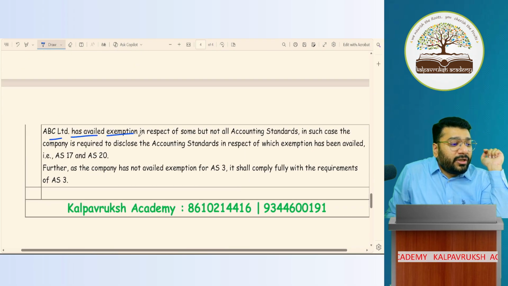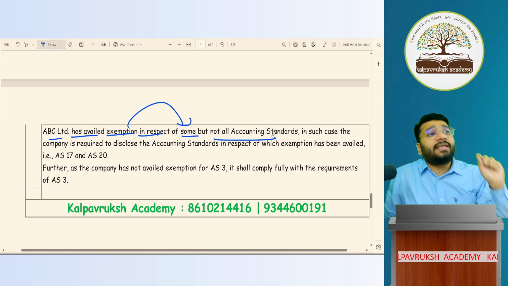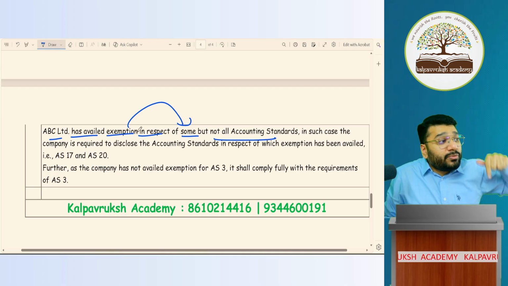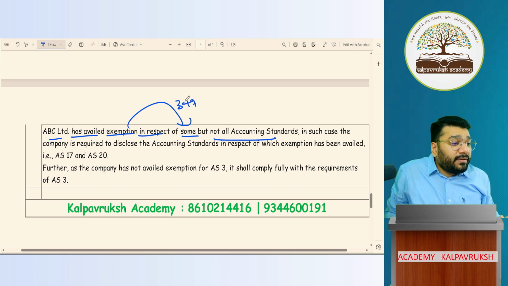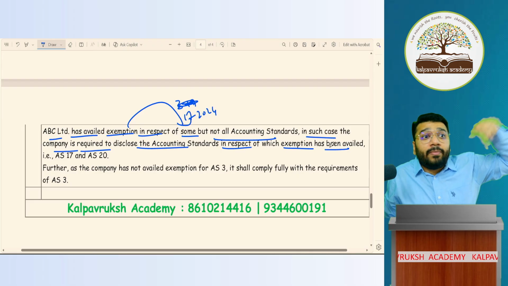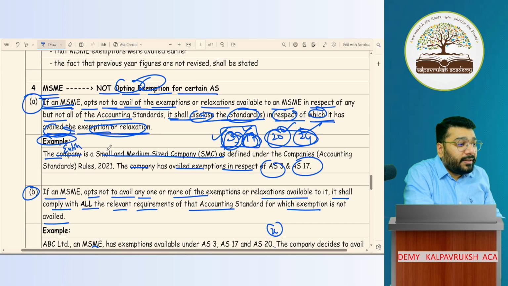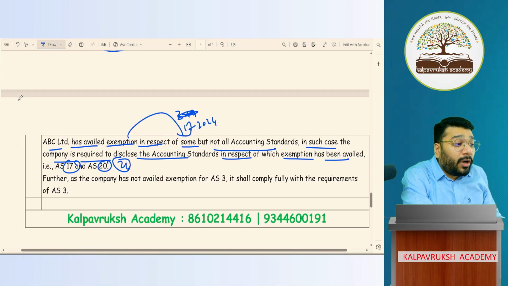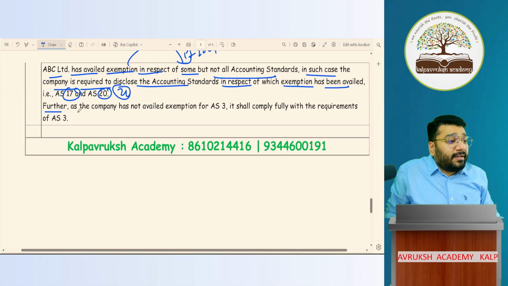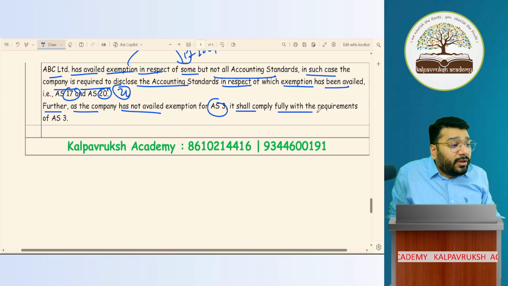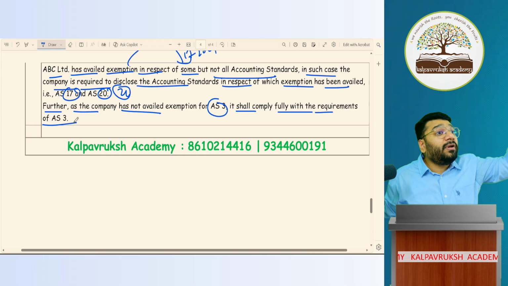ABC Limited has availed exemption in respect of some, but not all AS. So for which AS is exemption taken? 17, 20, 24. In such a case, the company is required to disclose the accounting standards in respect of which exemption has been availed. For whom is exemption availed? 17, 20 and 24. This is as per point A. So what does point B say? Point B says that an entity which has not availed exemption for AS 3 shall comply with the full requirement of AS 3.